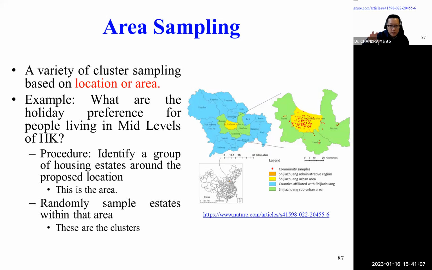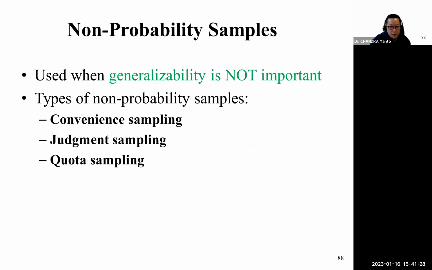So area sampling is you select based on location. For example, you want to study the holiday preference of the rich people who live in Mid-Levels. Also, you don't assume that they're all rich, but actually many of them are very rich in Mid-Levels in Hong Kong. So this is based on a certain area. And then you can identify where they live, and you spread your questionnaire there, and you can capture the study.